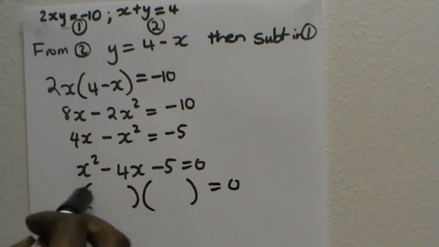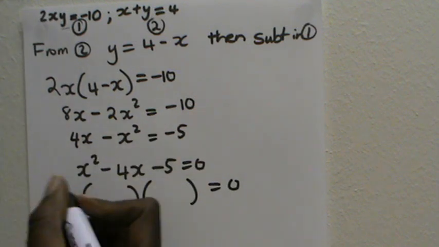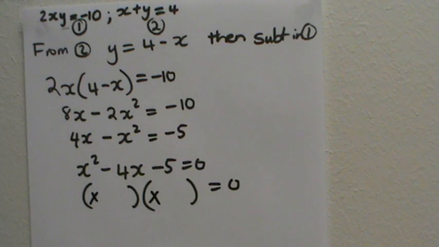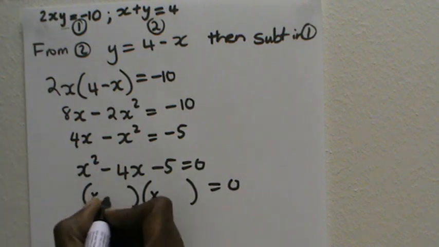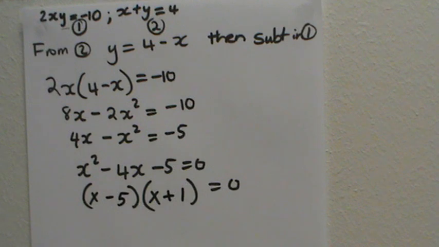So what you do is you open your brackets, and because the variable I'm interested in is x, I put an x over here, put an x over there, and I still look for two numbers. When I multiply them, the answer is -5, and when I add them, the answer is -4. So those two numbers are -5 and +1. So I put -5 here and I put 1 there, and then it's factorized. That's it. Okay, so I have two brackets or two terms multiplying, and the answer is 0.